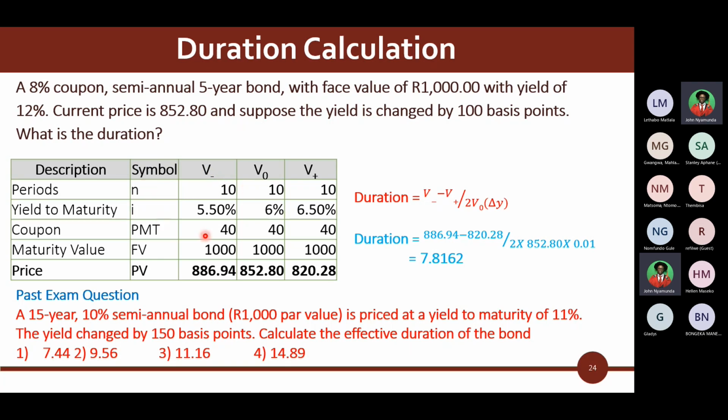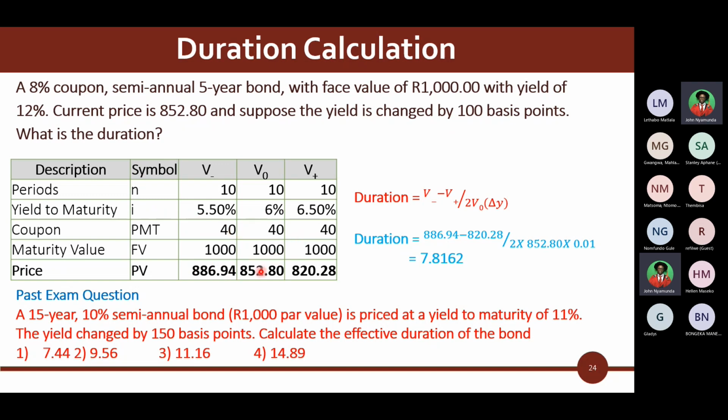What is the price if yield reduces by 100 basis points? We know that N and PMT are the same because it's the same bond. So the only thing which has changed is yield to maturity. Now 12% minus 1%, 100 basis points, is 11%. Divide by 2, 5.5. So our I is 5.5. Ladies and gentlemen, if you say 6 minus 1 is 5, it's wrong. Yield to maturity changed by 100 basis points, so you change the 12 first and then divide by 2, giving 5.5. If you put N 10, PMT 40, and so on, you will get 886.94.